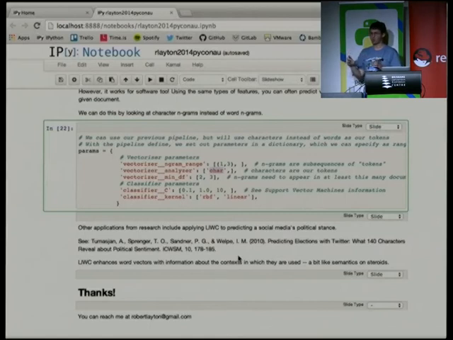So it goes a bit beyond semantics. So semantics basically means when someone uses the word bank, it could mean a financial institution or it could mean the side of a river. We use semantics to work out which one they meant. But with LIWC, it adds that with a whole bunch of extra context information.